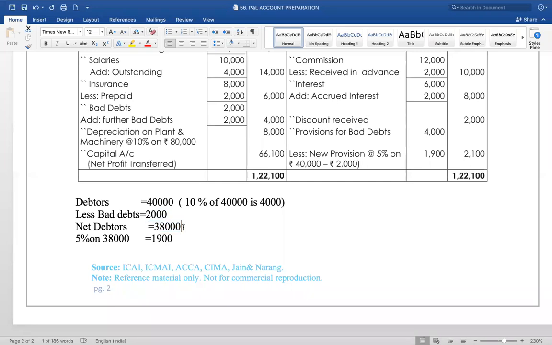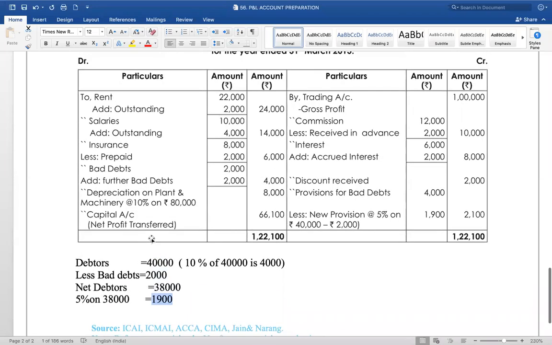And 5% of this is 1,900. 1,900. Okay, right. This is what we have done.